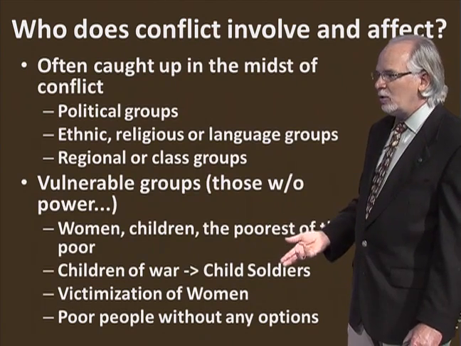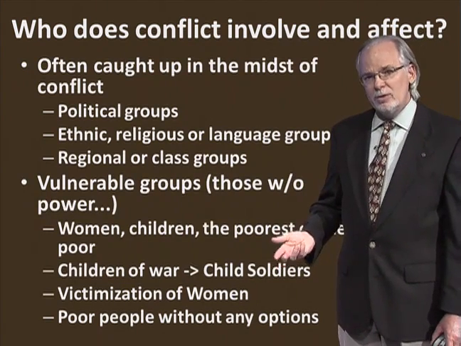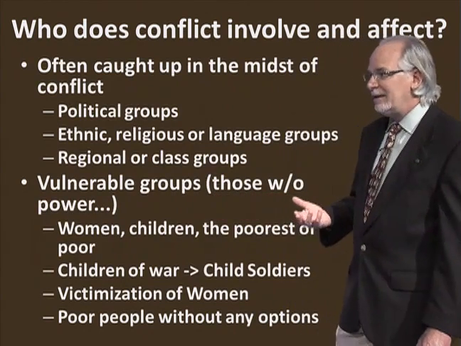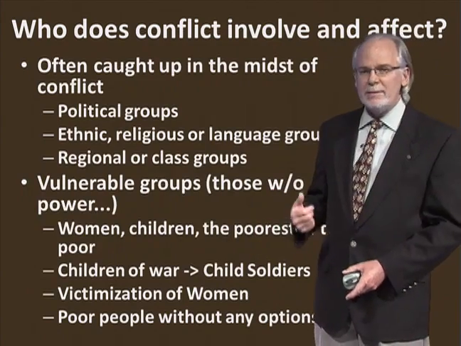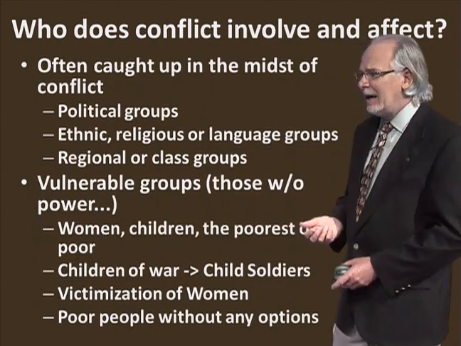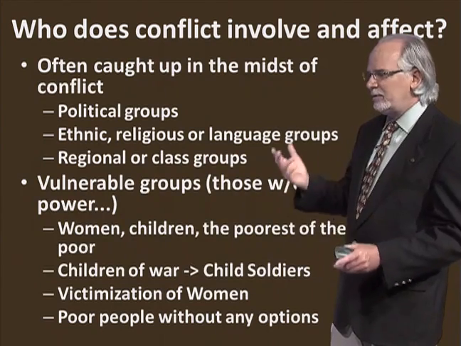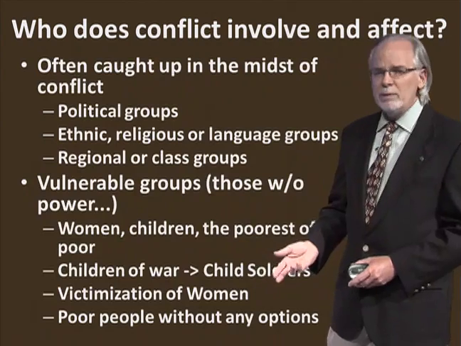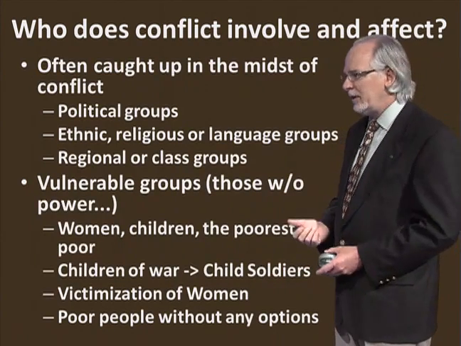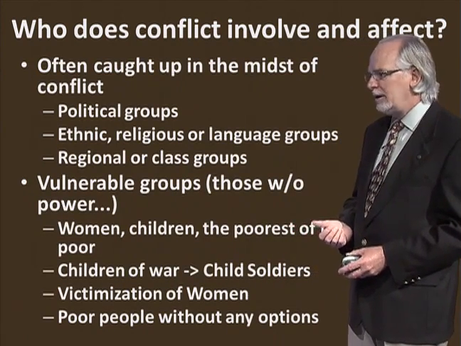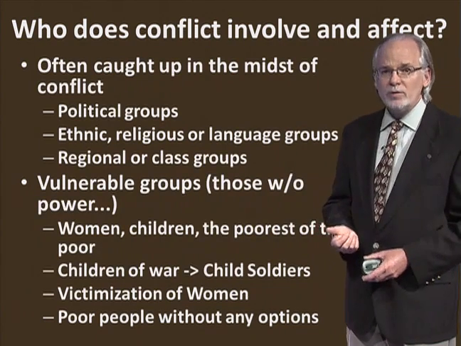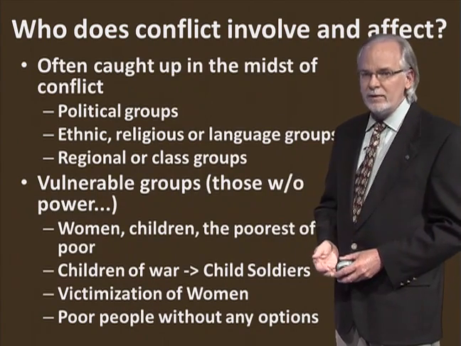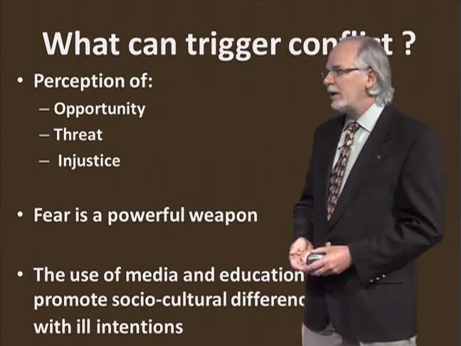We have a new phenomenon, of course, now with the children of war, the children are most affected being part of the most vulnerable in their families, but then they get recruited as child soldiers where they become a party in the conflict itself. And that complicates matters hugely, obviously, in the family as well. Victimization of women, rape being used as a weapon of war. Basically, poor people without any options who are caught up in the conflict that is then caused by these various factors. So what can trigger conflict?